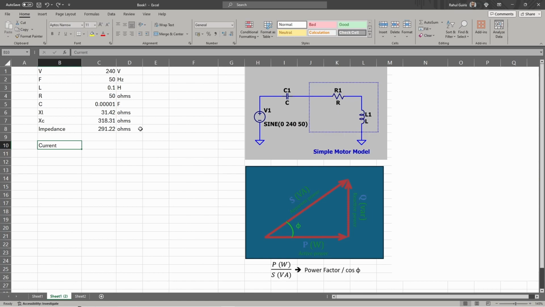Using the impedance, we can calculate the current through this circuit, which is obviously equal to the voltage, 240 volts, divided by the impedance, which is 291.22 ohms. So we get a current through the circuit of 0.82 amps.